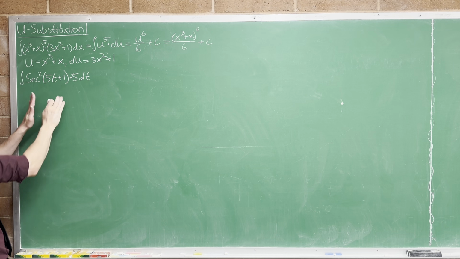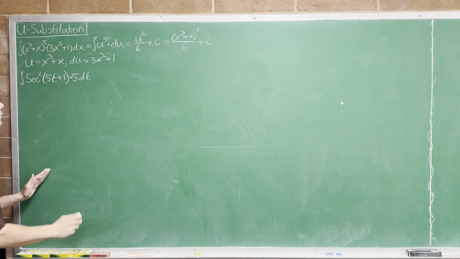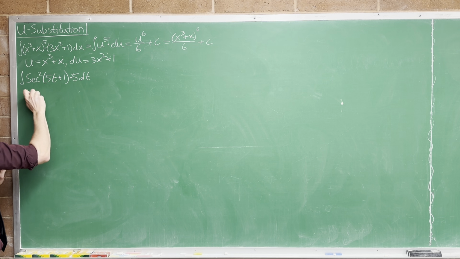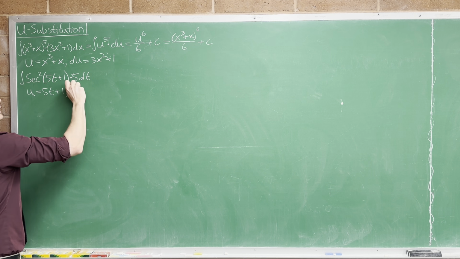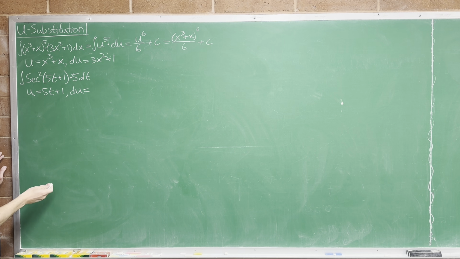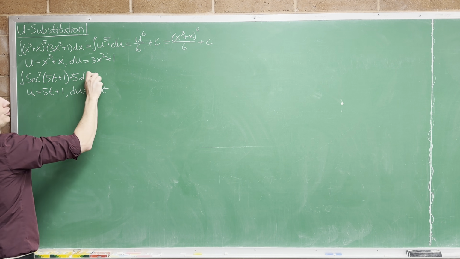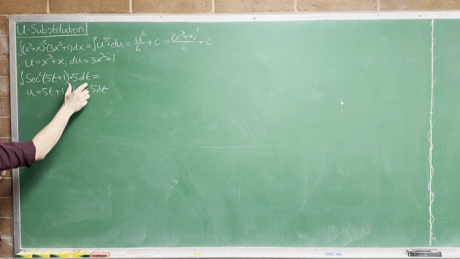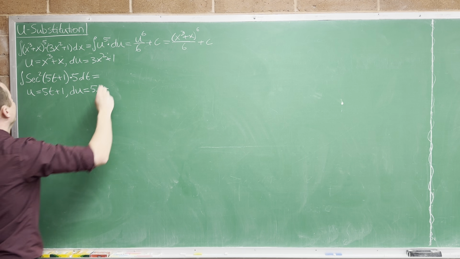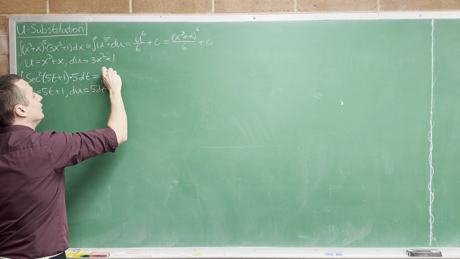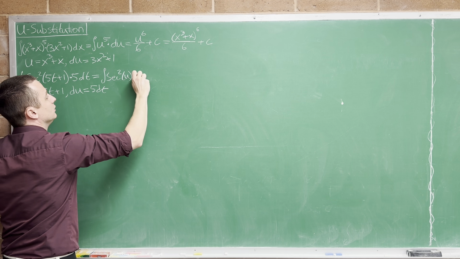And so what is that begging us to make our u? The 5t plus 1, perfect. So we let our u be 5t plus 1. And so what is our du equal to? 5 dt. And so rewriting this using these symbols, that 5 dt we can replace with the du, and that 5t plus 1 we can replace with the u. And so now this is just the integral of sec² of u du.